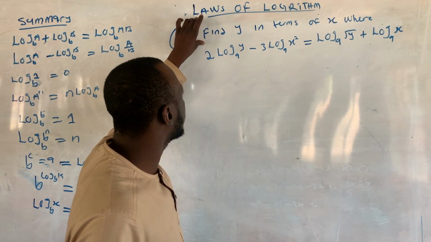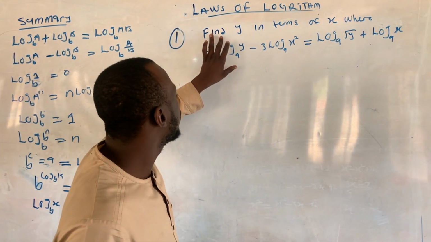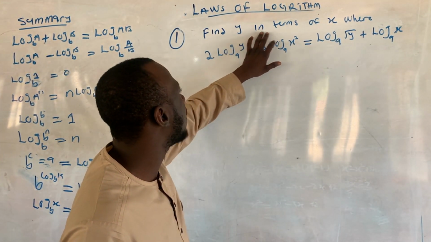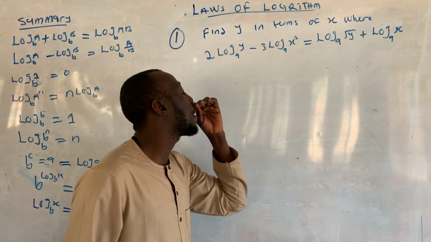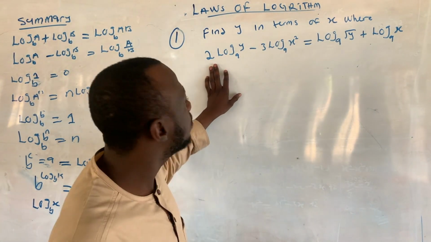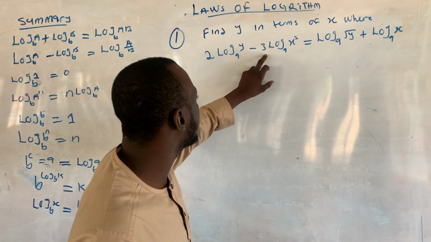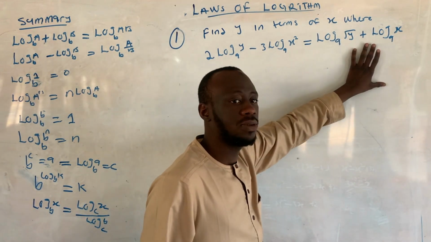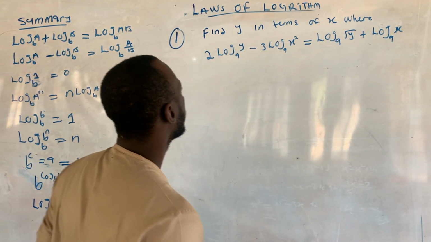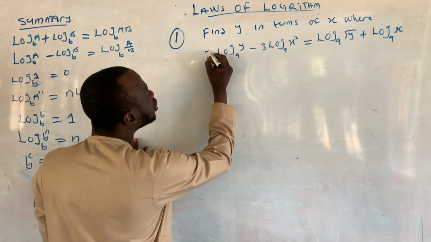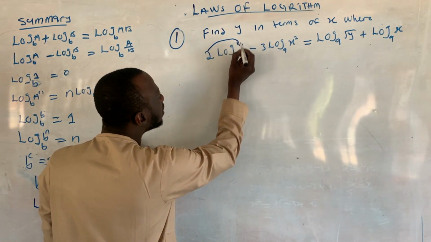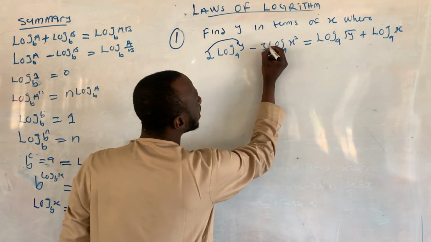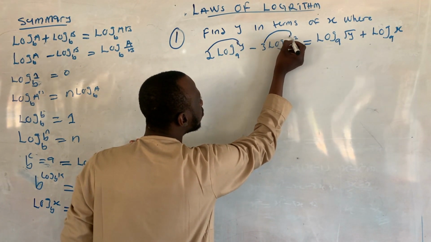I'm going to solve this question that says we should find the value of y in terms of x, where 2 log y base a minus 3 log a base x squared equals this. Now, we know that these two can still come up to this place. Again, these can still come up to this.